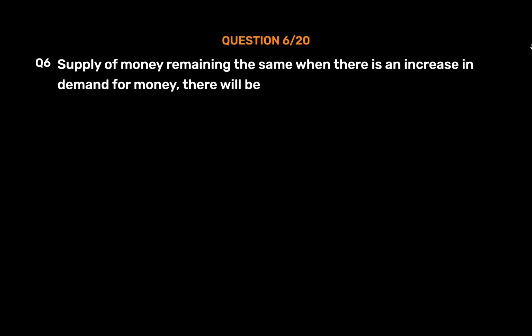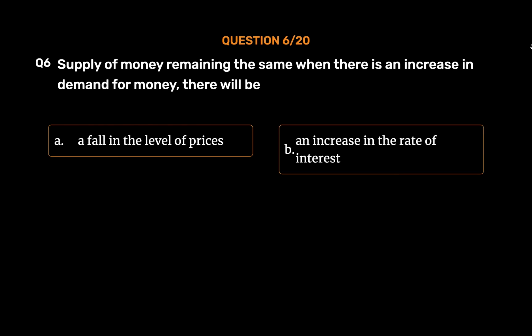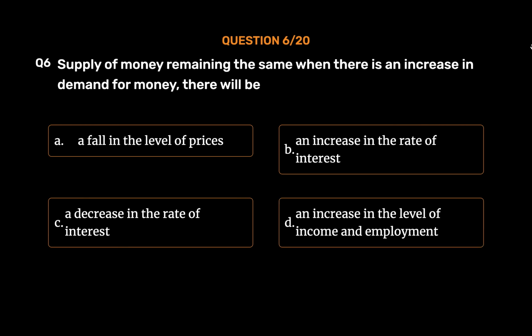Question number 6. Supply of money remaining the same, when there is an increase in demand for money, there will be Option A. A fall in the level of prices. Option B. An increase in the rate of interest. Option C. A decrease in the rate of interest. Option D. An increase in the level of income and employment. The correct answer is Option C.